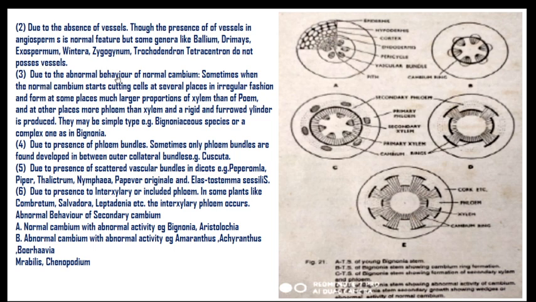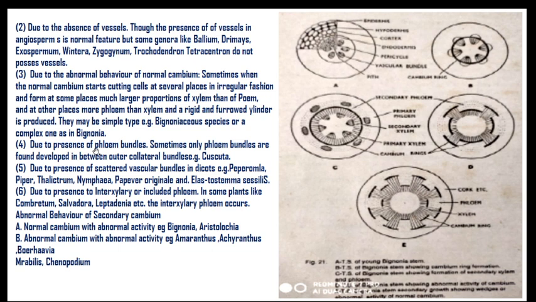Due to the abnormal behavior of the normal cambium, sometimes the normal cambium starts cutting cells at several places in an irregular fashion and forms at some places a much larger proportion of xylem than phloem, and at other places more phloem than xylem, and a ringed and furrowed cylinder is produced. They may be of a simple type, for example in Bignoniaceae species, or a complex one as in Bignonia. So these are some big examples of Bignonia.